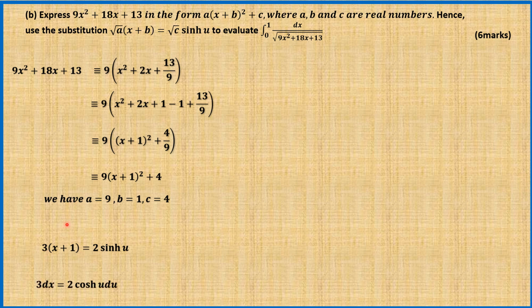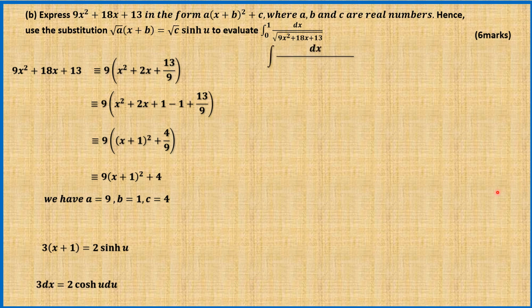Now once we integrate this function here, we need an expression for dx, since we are using this substitution. So differentiate both sides, we get 3dx equals to what? When you differentiate hyperbolic sine of u, it will give us hyperbolic cosine of u, or you can call it cosh. So this is 2 cosh u du.